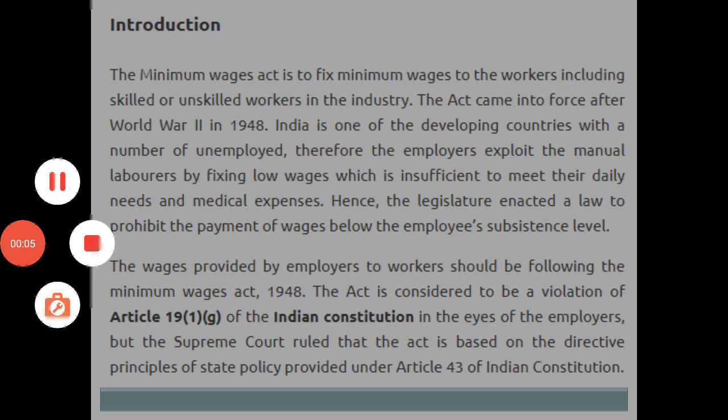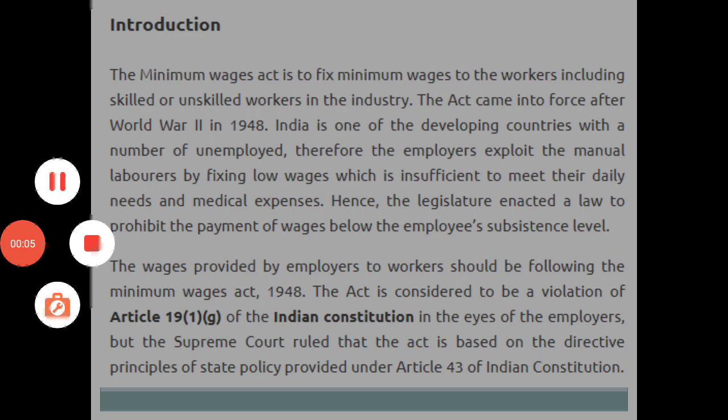Means any employer, if they have a question before them, what is the question? The question is, how much is the employer supposed to pay? If this is the question before the employer, then what should he be doing? Yes, he should refer to the Minimum Wages Act 1948.